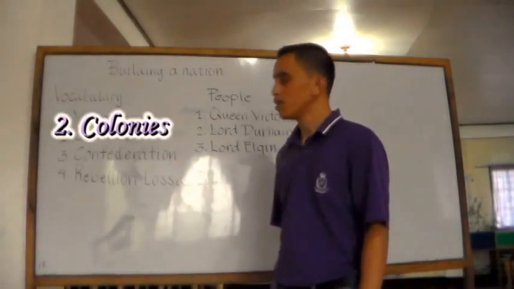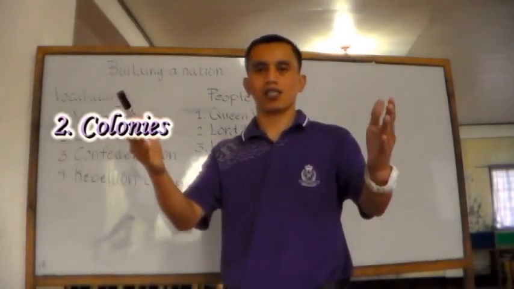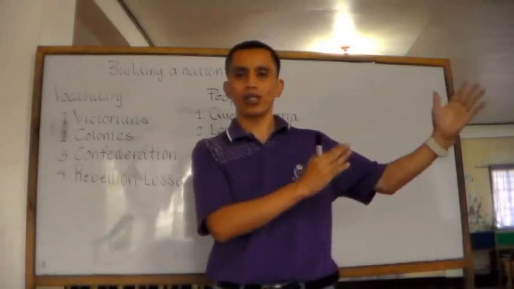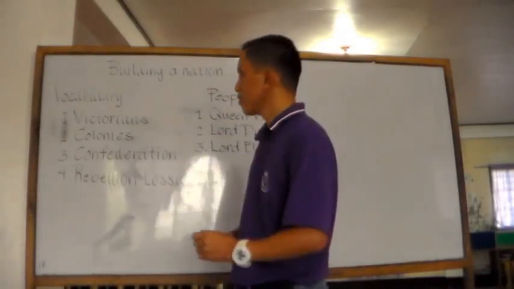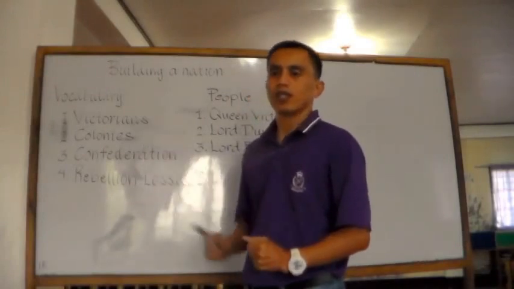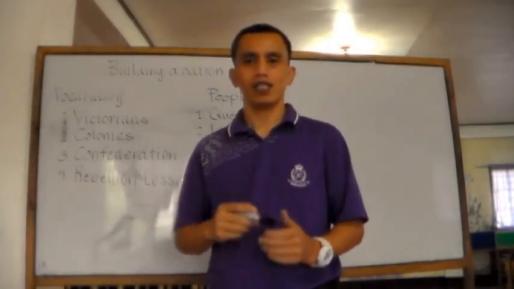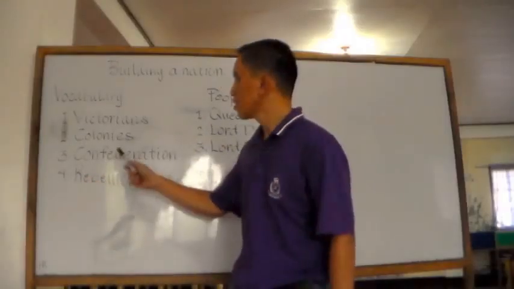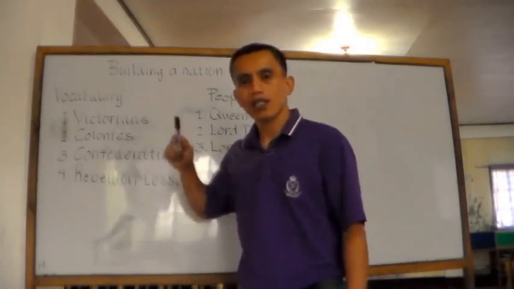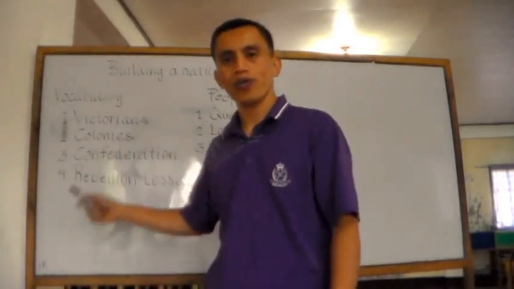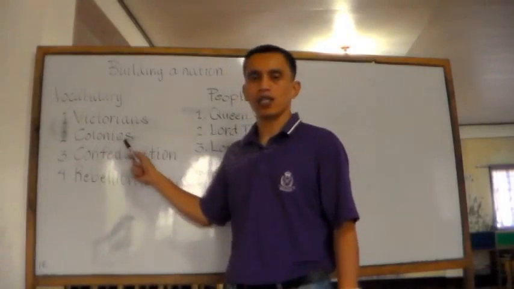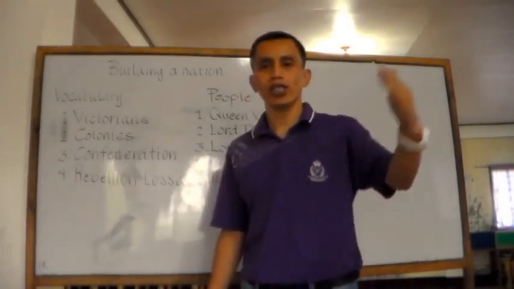These are the people, the subjects or loyal subjects of the Queen. And number two, colonies. Colonies, or in other words, territory. It's a part of territory. For example, the colony of England is Canada. Okay? Canada is not England, and England is not Canada. However, as part of colony, Canada is a territory of England. Alright? That is colony. When we say colonies, it means more colonies, more territories.